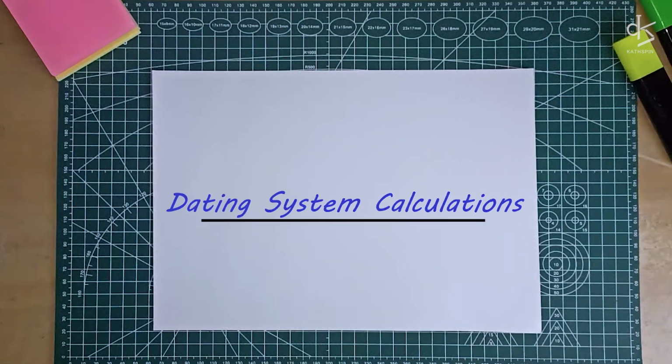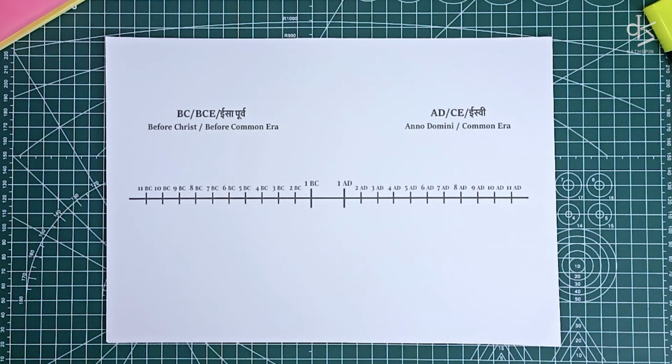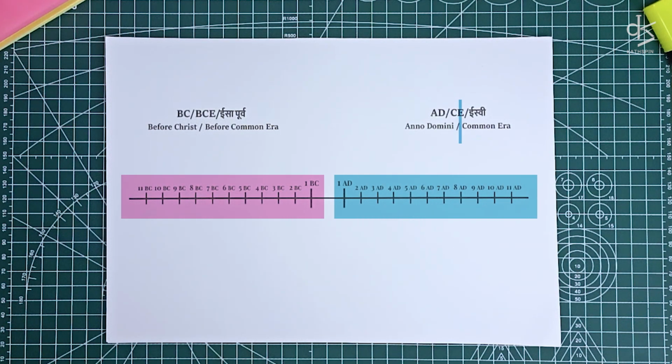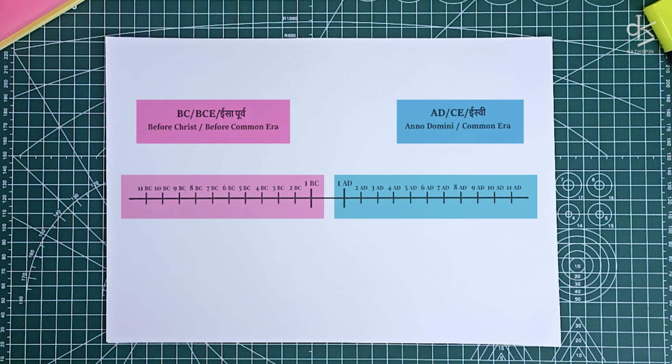So one of the most important and interesting questions arises here. How to calculate these dates? Similar to the number lines in mathematics, the dating system also functions as a timeline. Here is the timeline which was proposed by Dionysius. He divided the timeline into two sides, the left side and the right side. The right is for AD CE and the left side is for BC BCE.